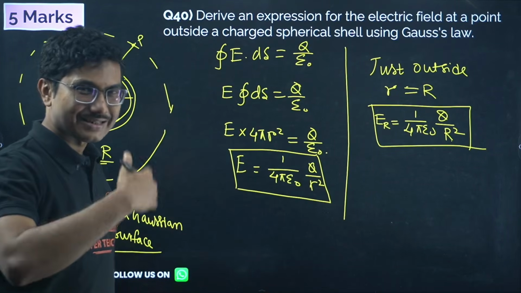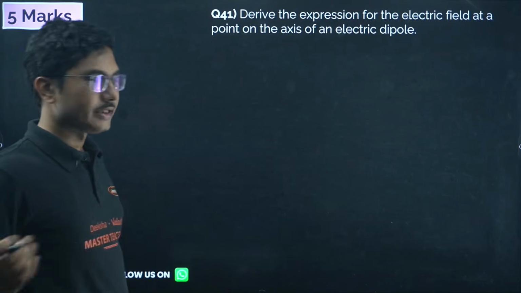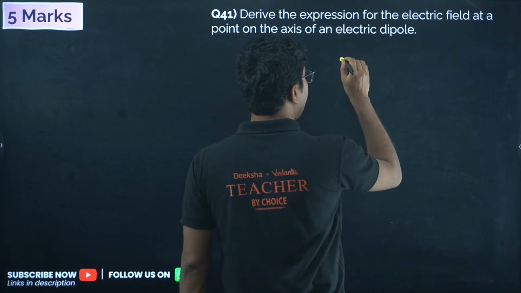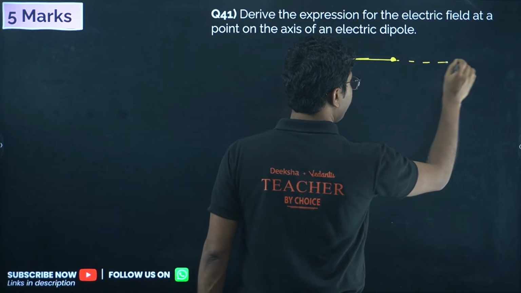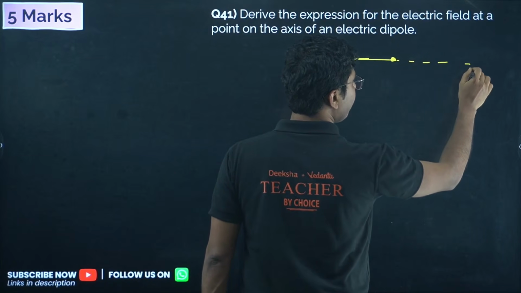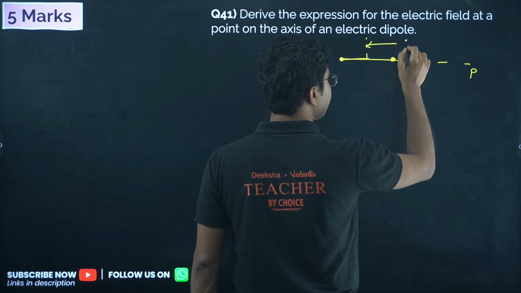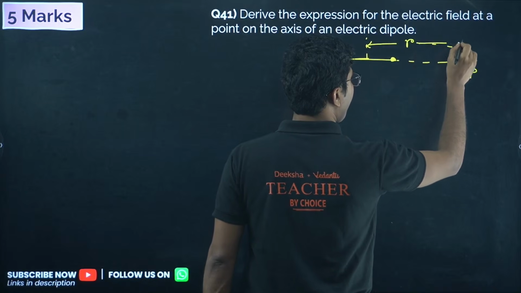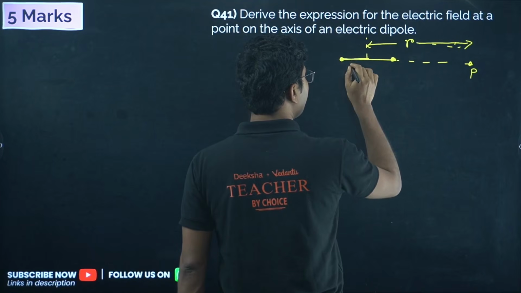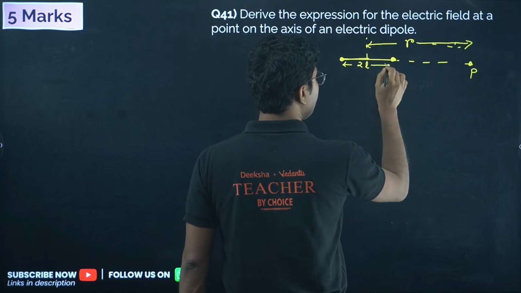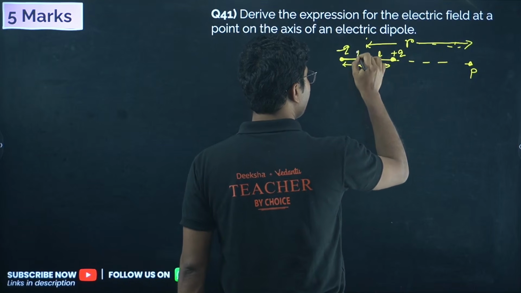As an extension, next, derive the expression for electric field at a point on the axis of an electric dipole. Again, the diagram is compulsory. Remember the diagram. We are trying to find the electric field at a point on the axis, say at a point P. The distance from the center or midpoint of the dipole is small r. The total length of the dipole is 2L. This is plus Q, this is minus Q, and this distance is L, this will also be L, with the midpoint.